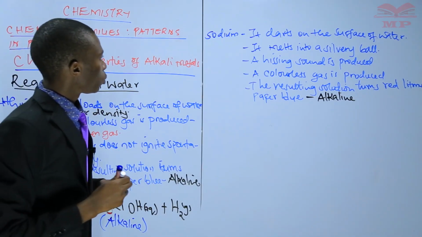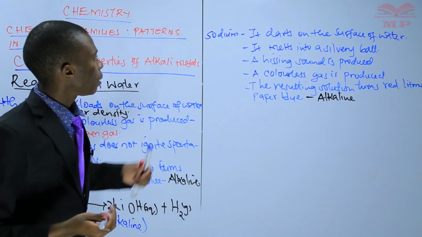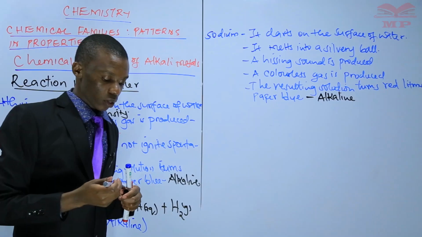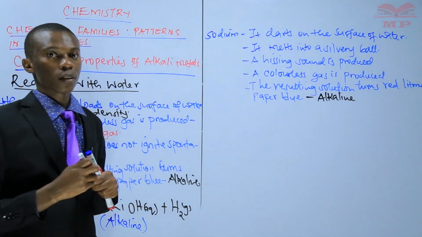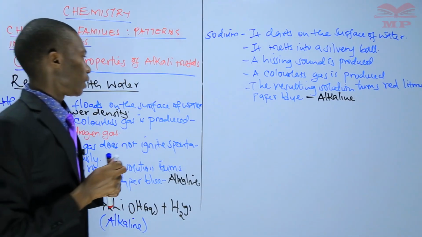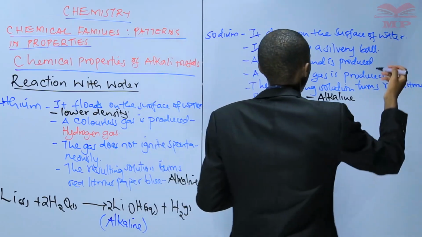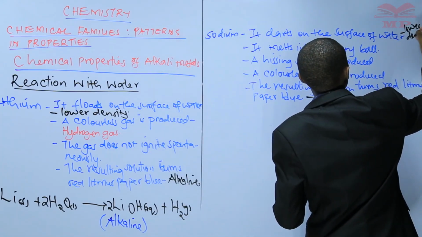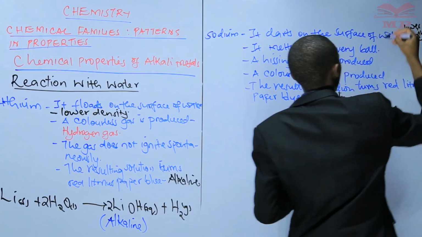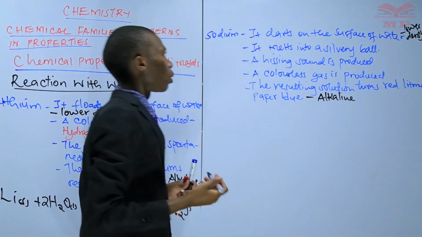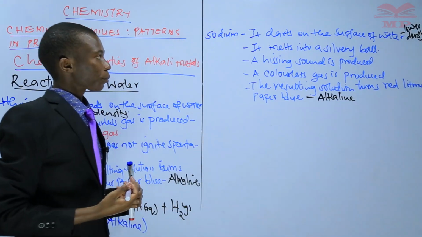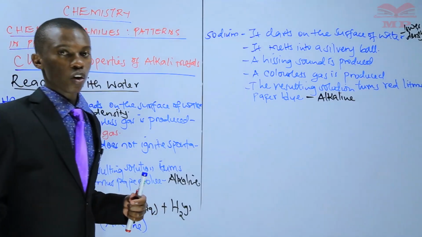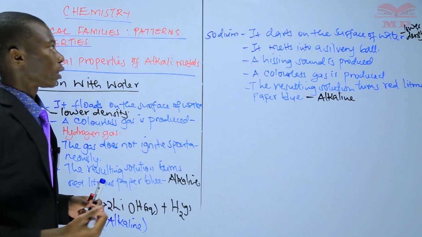Maybe going back a little bit, we've seen that the sodium darts on the surface of water. The reason why, again, it's darting on the surface of water is because it has a lower density. So the density of sodium compared to the density of water, the density of sodium is lower, and that's why it is moving on the surface of water.